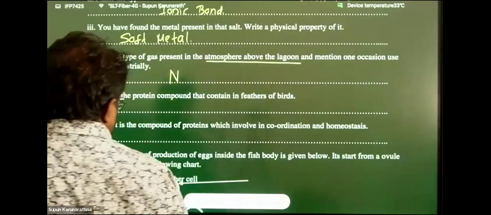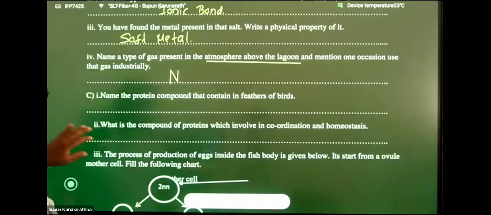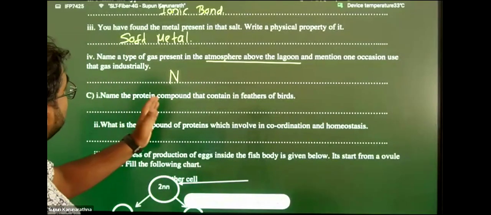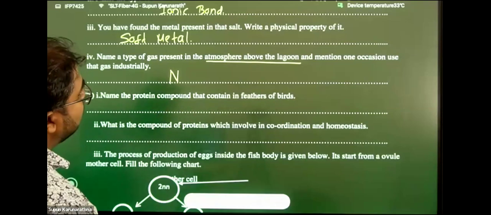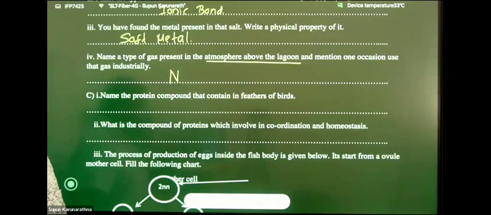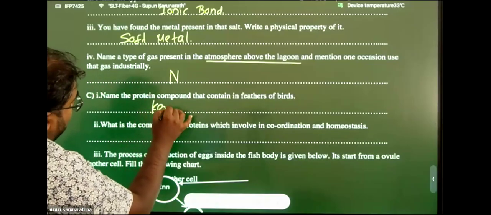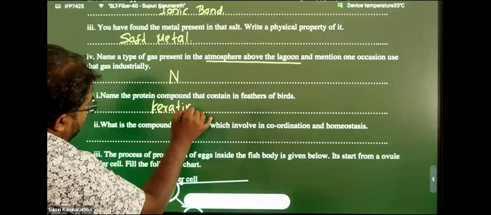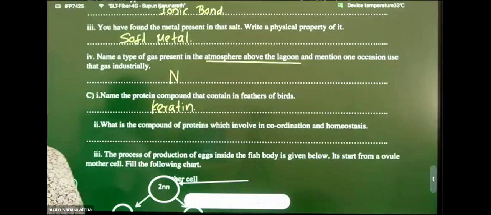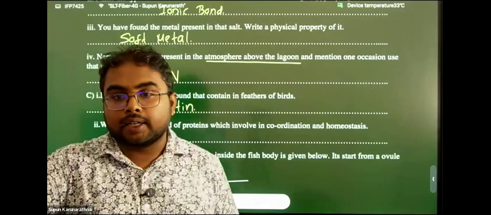Right, next one. What are the compounds of protein? Name the protein compound that is contained in the feathers of birds. It's keratin. We call it keratin. Keratin, right?